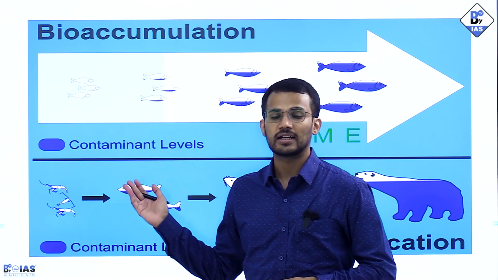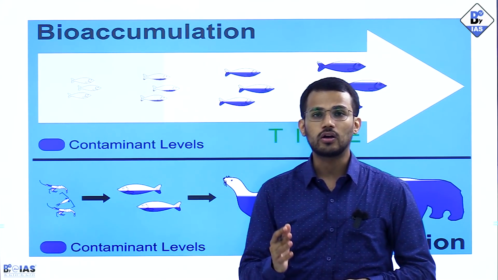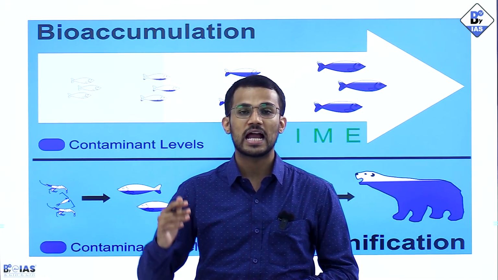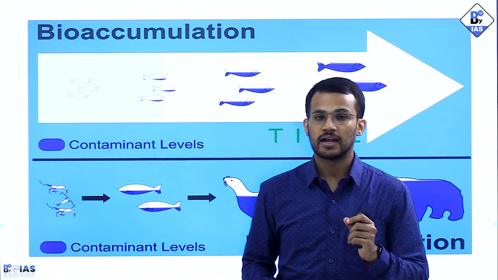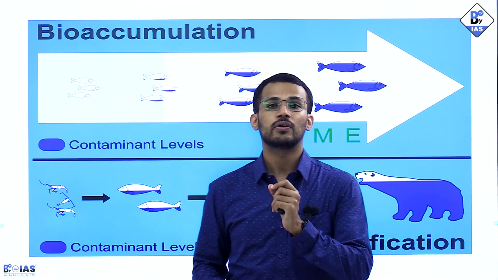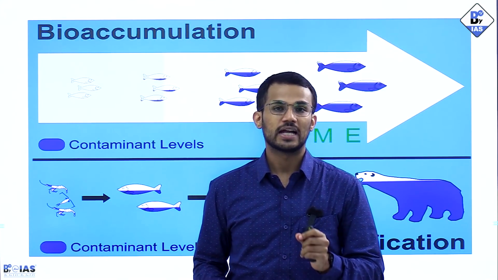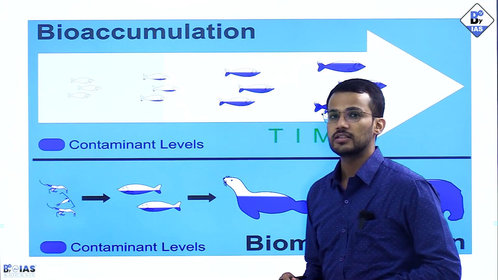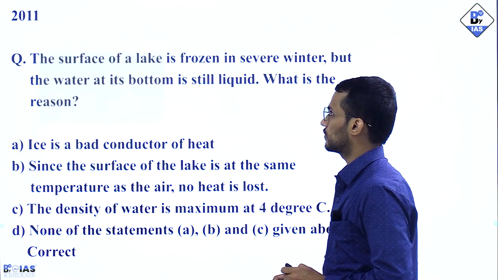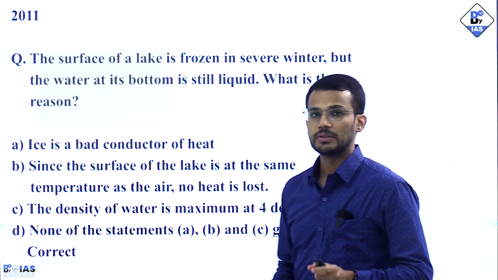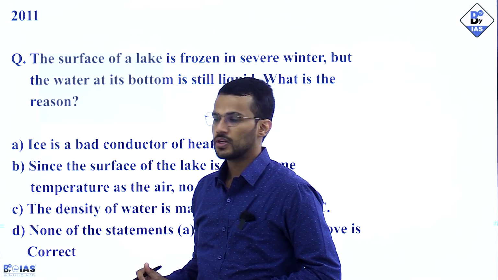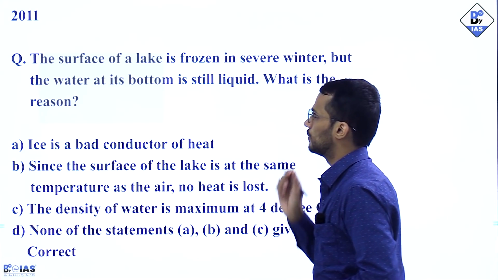And in the question that they have given, hawk is the species which is at the topmost trophic level, and hence in hawk we will have highest concentration of that contaminant, right? So answer for this question is D, hawk. Now next question from ecology section is from 2011 paper. So let us discuss this question.